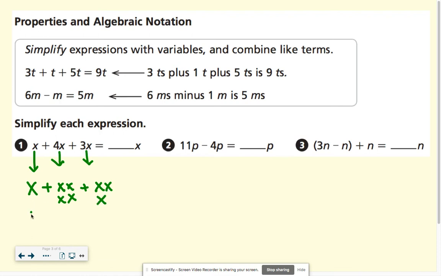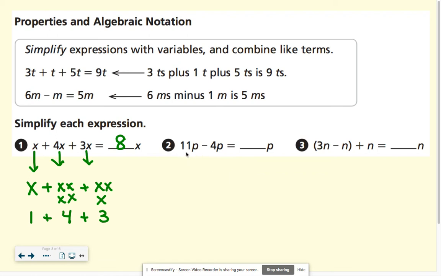So I had 1, 4, and 3. If I add these amounts together, I get that I had 8 x's. So you still need to have this letter because at the moment we don't know what x actually stands for. It represents a type of number. So because we don't know what it is, we can just combine everything that was using it.